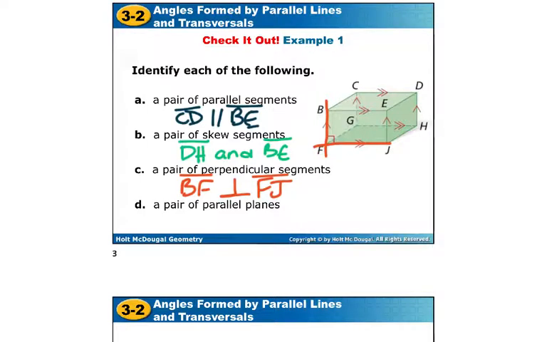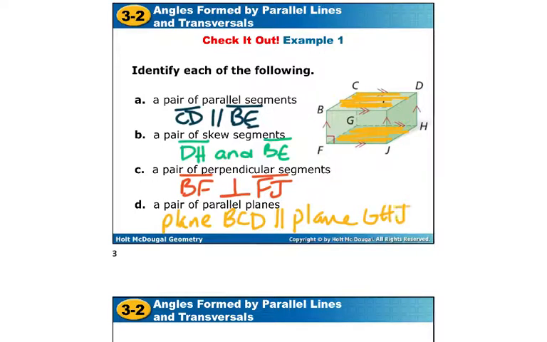And then they want some parallel planes. So let's try the top plane, which I'm going to call plane BCD, and then the parallel symbol, and then plane GHJ. There you go.